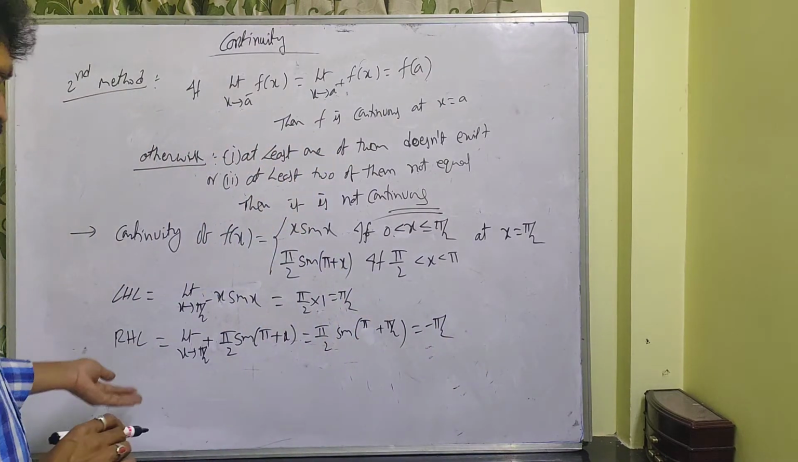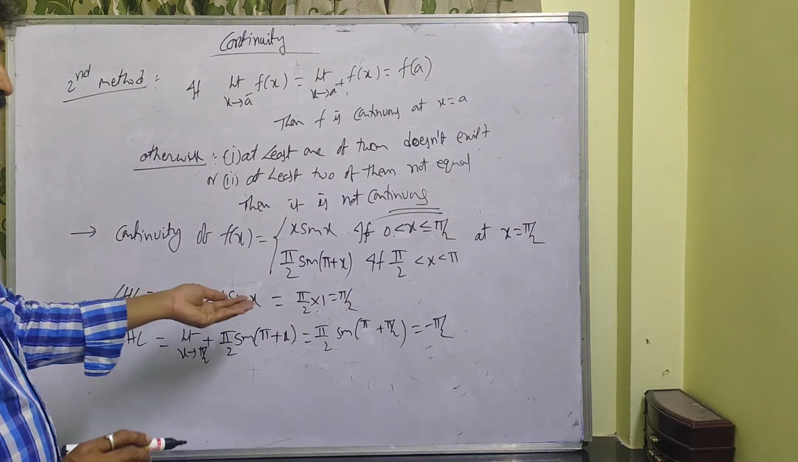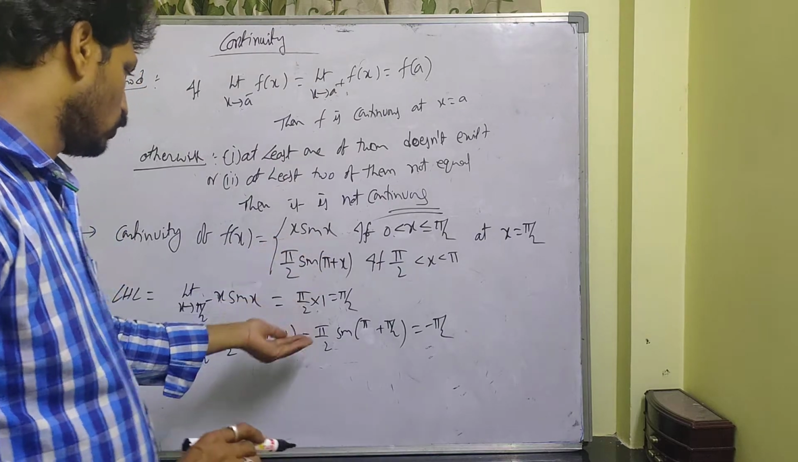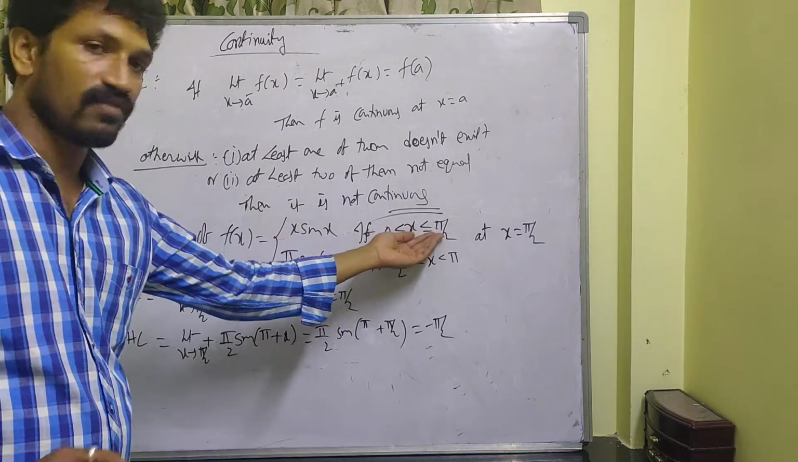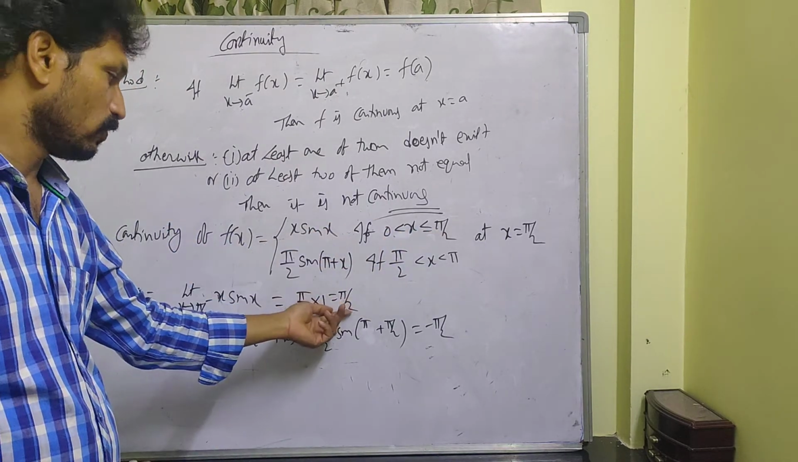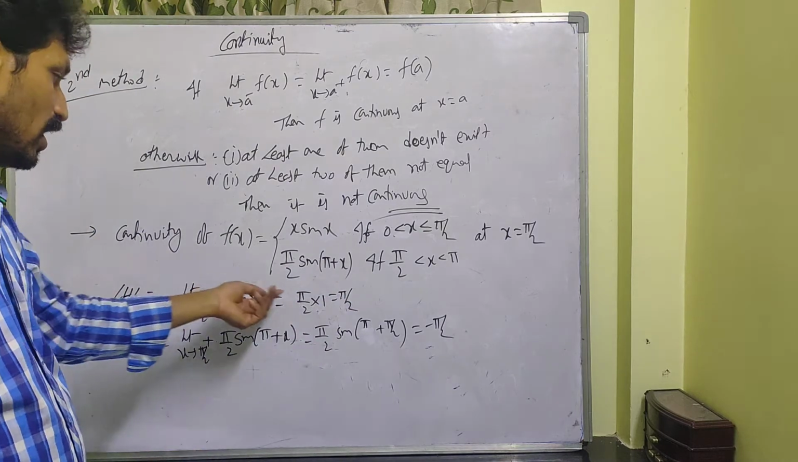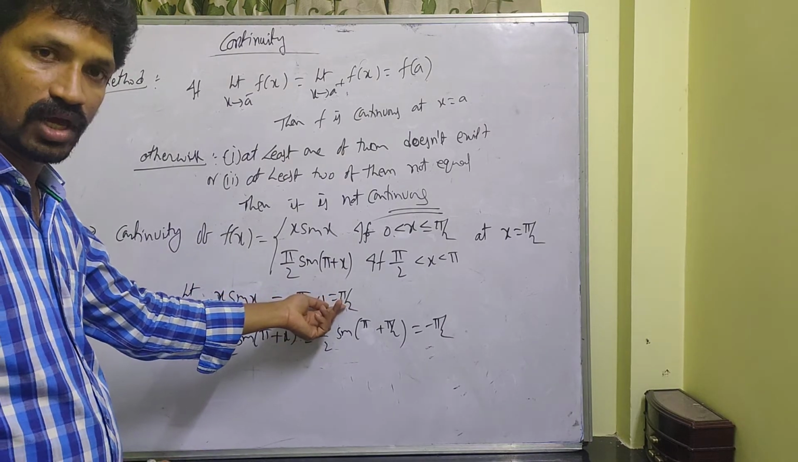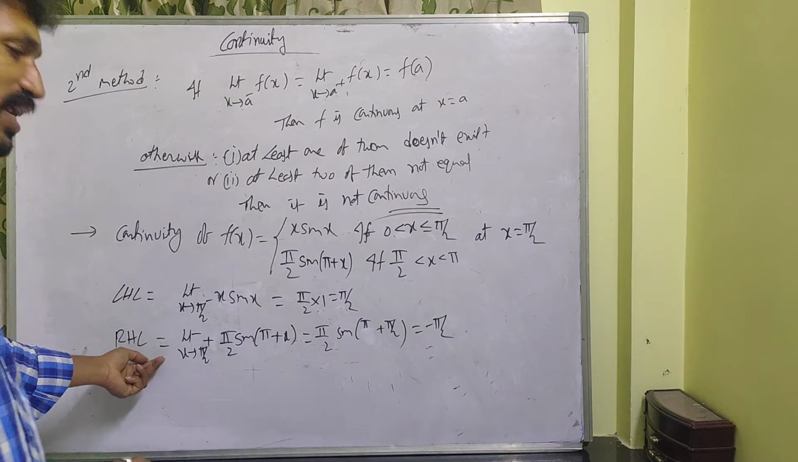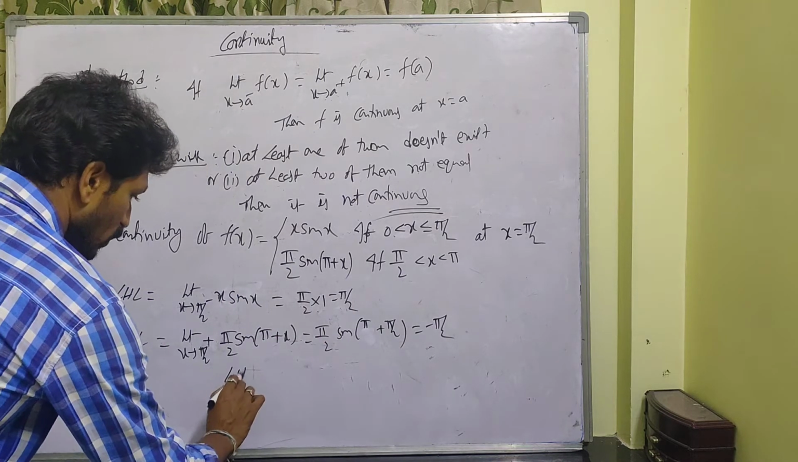Even without finding f of 5 by 2, what is f of 5 by 2? That is also 5 by 2 only. So the same value you have to consider. Even the left hand limit and f of 5 by 2, both are equal. But the left hand limit and right hand limit are not equal. So it is not continuous.